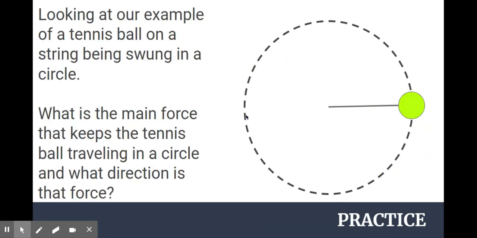All right. Let's think about our tennis ball example. It's being swung on a string in a vertical motion. What is the main force that keeps the tennis ball traveling in a circle? And I want you to tell me what direction that force is. So pause it if you need to. Identify what the force is, the type of force that keeps the ball moving in a circle, and then describe what direction that force is going to be.